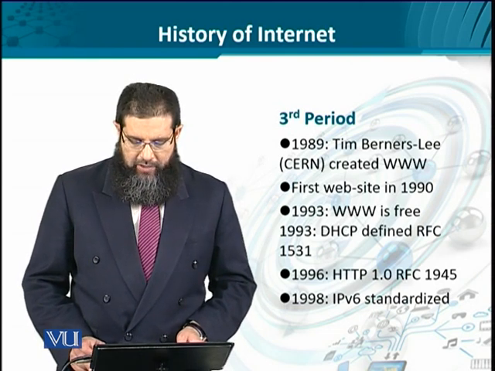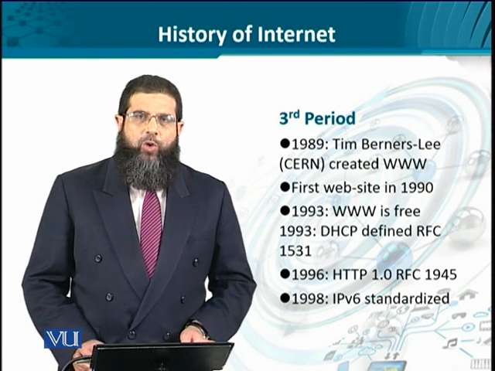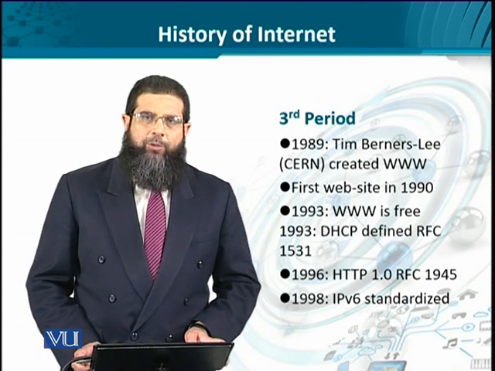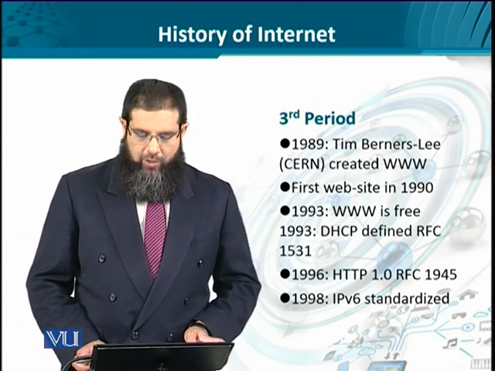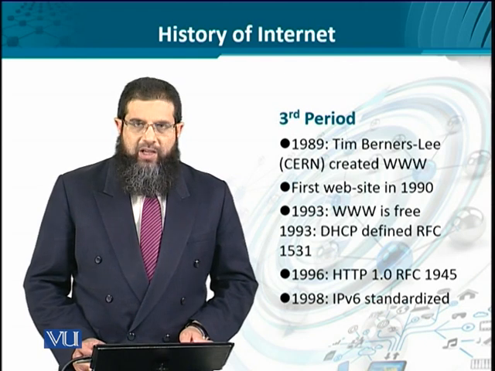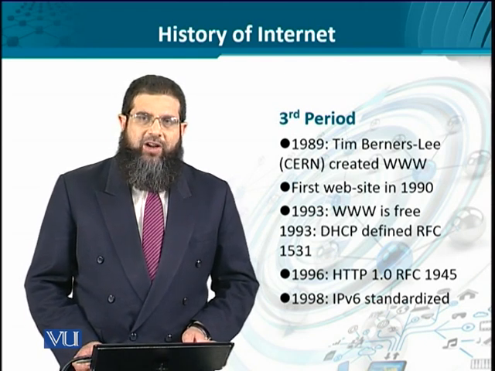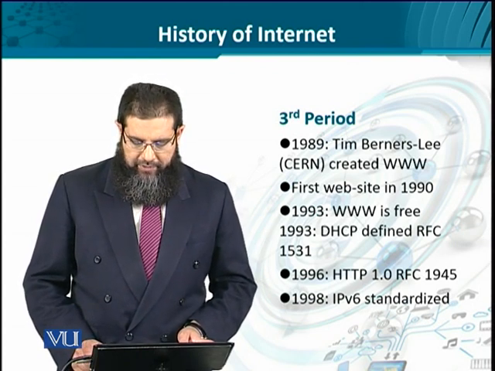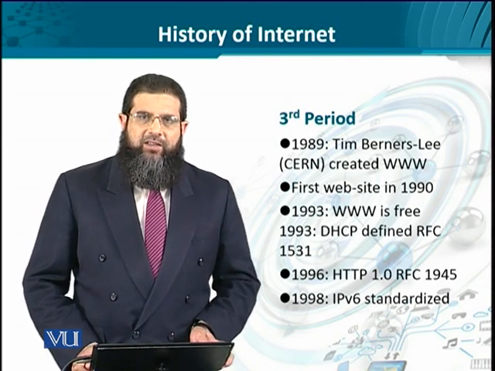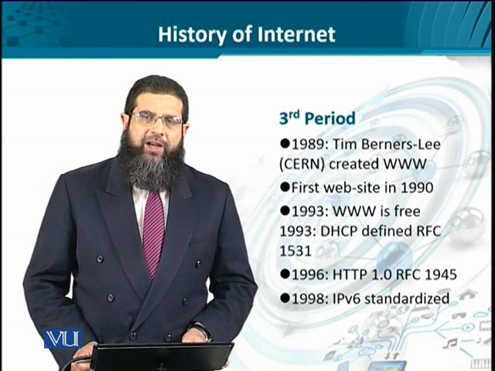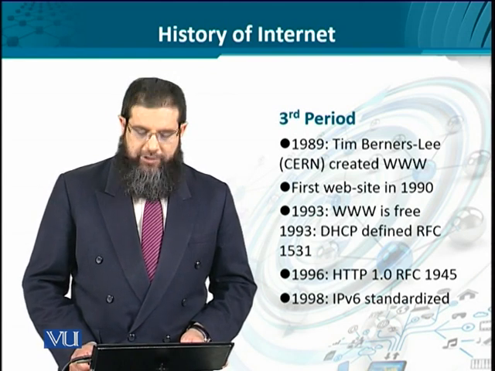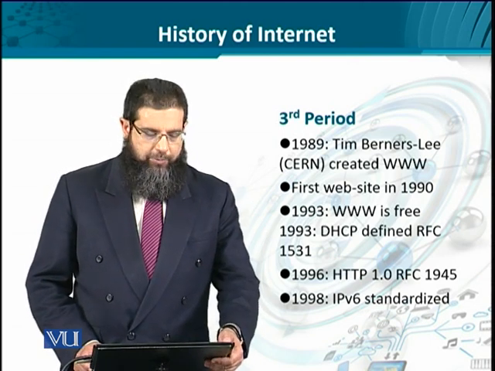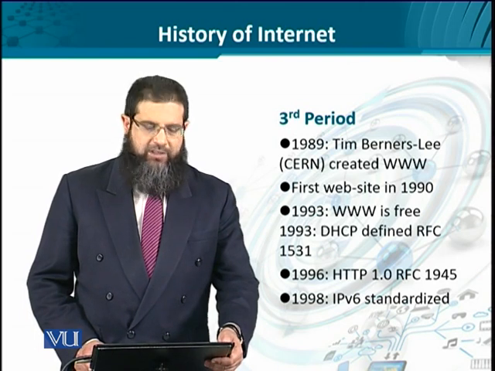In 1993, the Dynamic Host Configuration Protocol that allows the IP address assignment to these laptops whenever you enter into a Wi-Fi zone was approved. In 1996, the Hypertext Transfer Protocol version 1 was approved in RFC 1945. And in 1998, the much desired migration from IP version 4 to IP version 6 was realized. IP version 6 was meant to solve the famous problem of running out of address space.